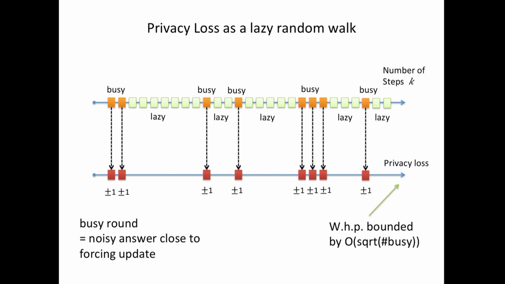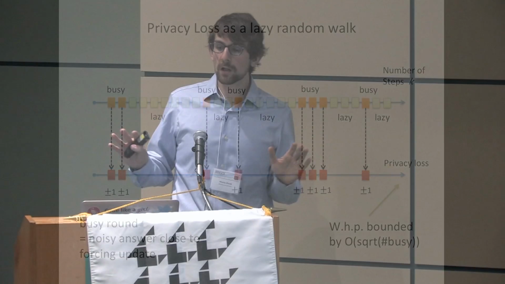the intuition behind the proof, that we're going to show the privacy loss scales only as a square root of the number of busy rounds, and in effect also as a square root of the number of update rounds. So how would you formalize the random walk? I won't be able to do all of it, but I want to give you a feeling for it because I think it's a very useful technique.